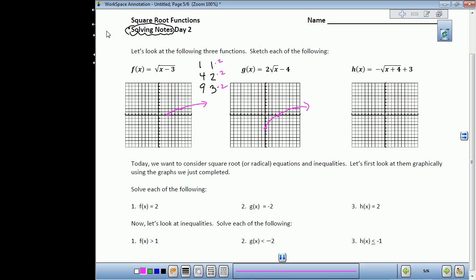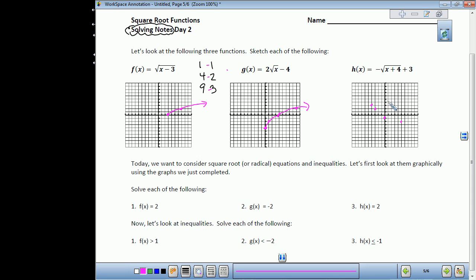Alright, a little better. Okay, the last one, the endpoint. My starting position for this one will be at negative 4, positive 3. But because it has a negative out in front, I'm going to take these normal moves for this parent function and I will go down. Because there's a negative out in front. So it's over 1 down 1, over 4 down 4, over 9 down 3.